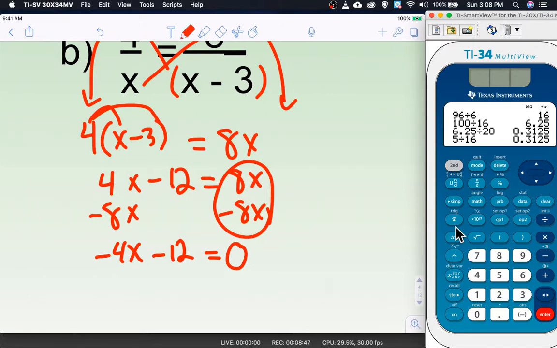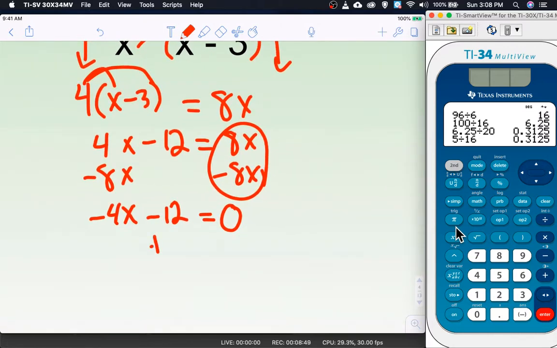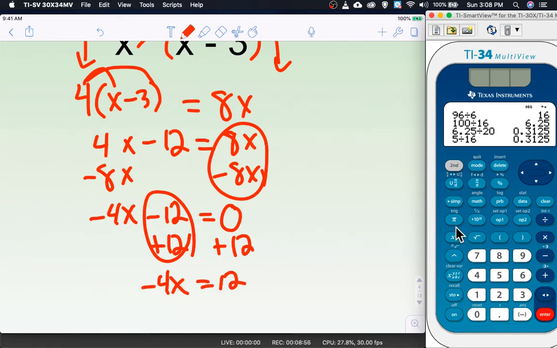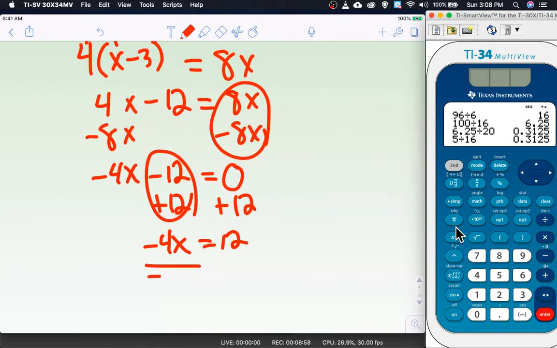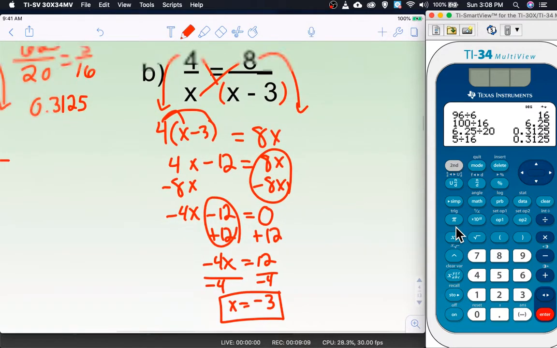And now I solve. I'm going to add 12 to both sides to cancel out the minus 12. Negative 4x equals 12. Divide by negative 4 on both sides, and x equals negative 3. And there we have it.